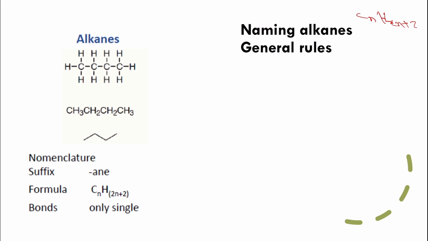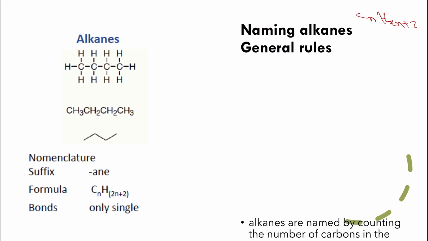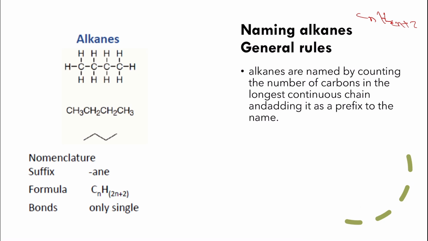How can we name the alkane? So the general rule of naming alkane is as follows. First of all, we need to use a suffix and a prefix. So let's start with the prefix. The prefix refers to the number of carbon atoms in the structure. So you're going to add a certain prefix that refers to the number of carbon atoms.